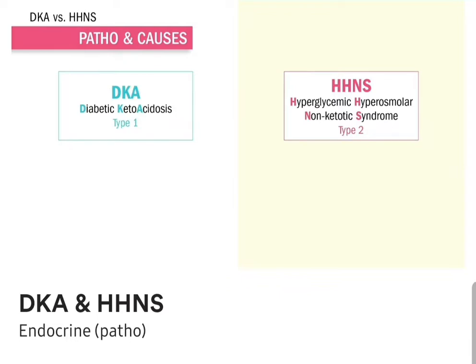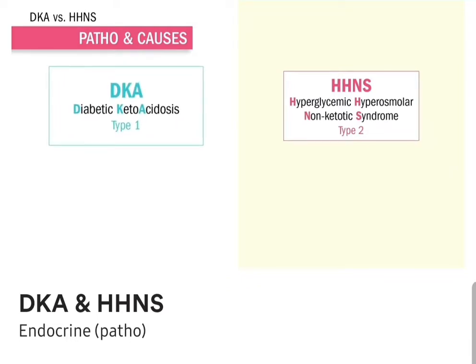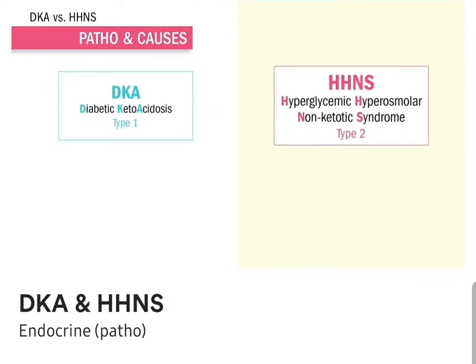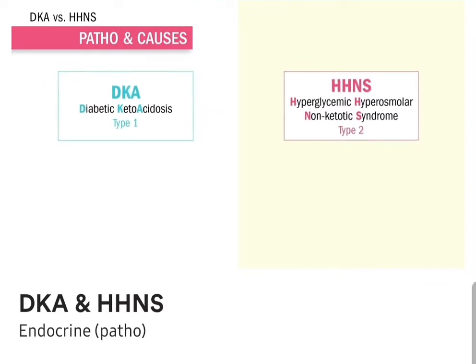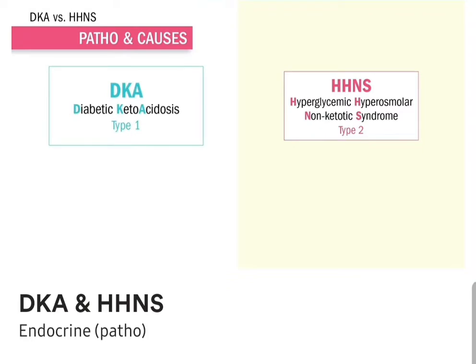So think which letter comes first in the alphabet. Well guys, D comes first, so it's type 1, and H comes second, so that's how you know it's type 2. Now, what is DKA? Well guys, let the name help you. Diabetic ketoacidosis. There is no insulin produced since it's type 1, guys.